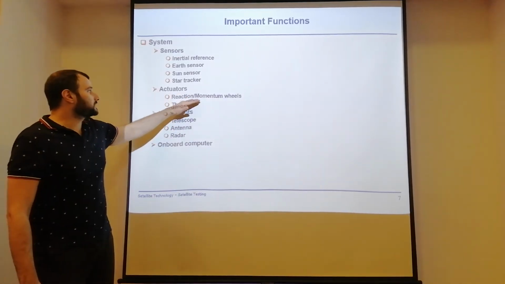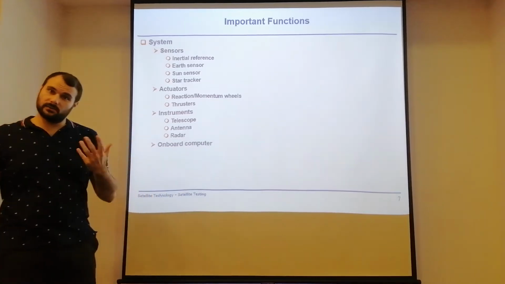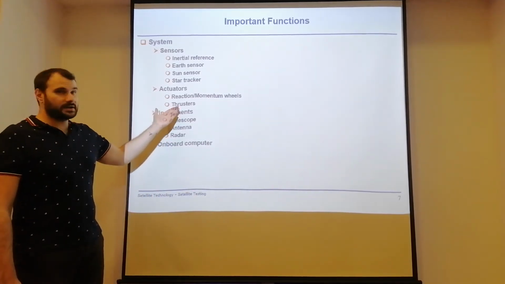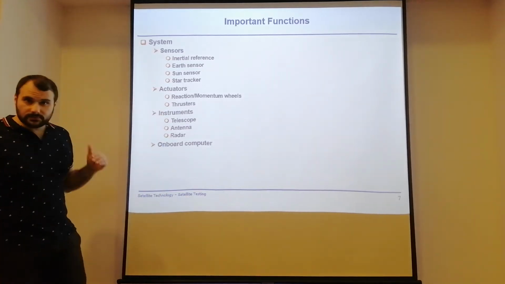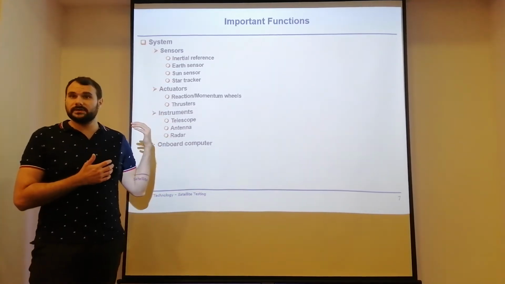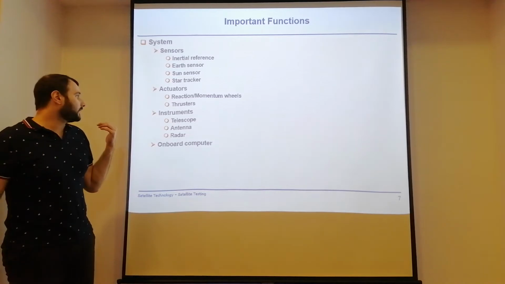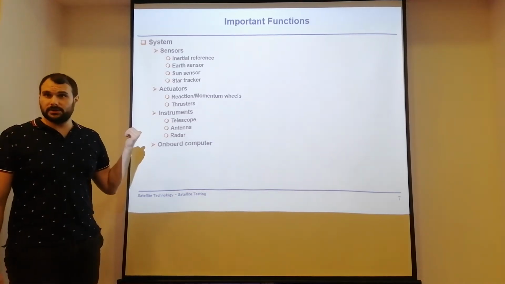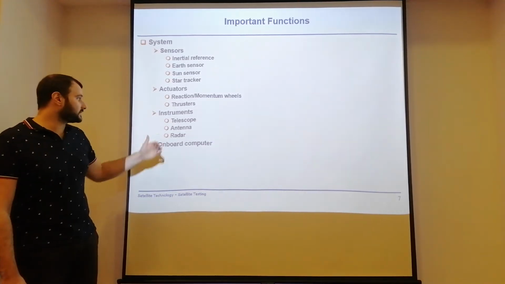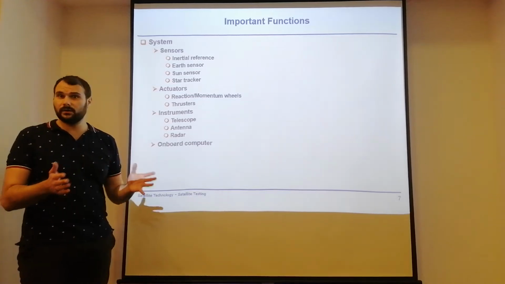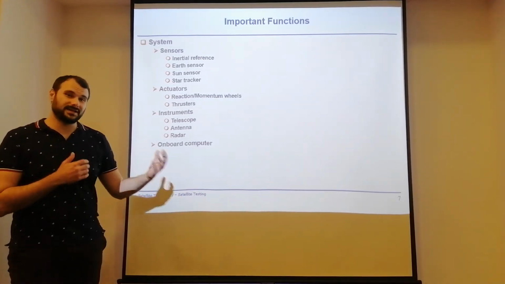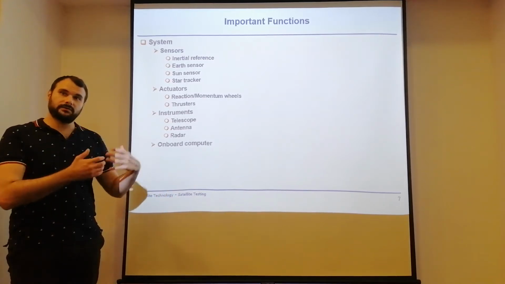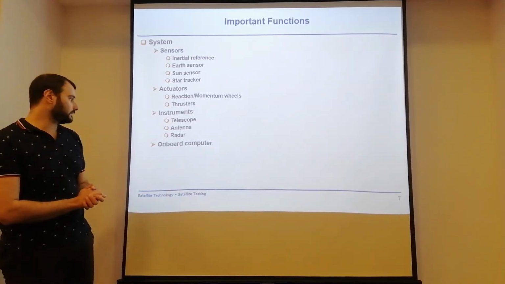So if we have reaction or momentum wheels, we need to test those, that they're working properly. But also thrusters need to be tested somehow. If we have instruments on board, of course, this is usually the reason why we launched our satellite. We want to test that all of our instruments actually work. So if we have a telescope, antenna, or radar on board, we want to test those units, doing specific and special tests to make sure and verify the functionality of this system.